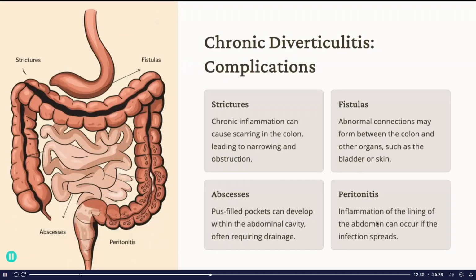So recurrent episodes of diverticulitis can lead to chronic inflammation and scarring in the colon. And when you have that scarring, that can make the lumen more narrow, and that would make it harder for the stool to pass through. So that narrowing or stricture can lead to bowel obstructions. And again, the same with the fistulas, the abscess, and the peritonitis.